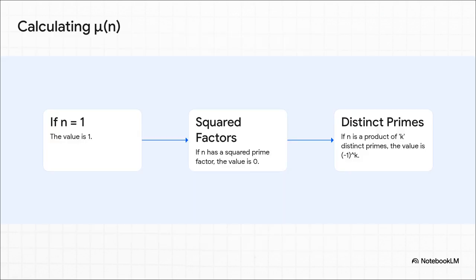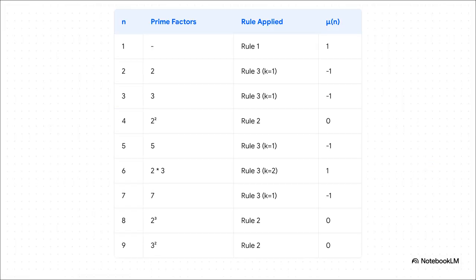So here's how it works. If a number has a repeated prime factor, like 4, which is 2 squared, or 12, which is 2 squared times 3, the function just gives you a 0. Easy. If the number is made of distinct prime factors, you count how many there are. So for a number like 6, that's 2 times 3, two distinct primes, so you get -1 squared, which is +1. For 30, that's 2 times 3 times 5, three distinct primes, so you get -1 cubed, which is -1. That's pretty much it. And when you look at the first few values, you see this sequence of ones, -1s and zeros.